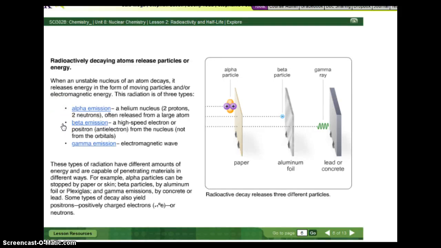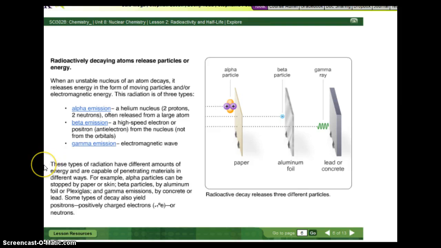You can have beta emission, which is a high-speed electron or positron, which is an anti-electron, from the nucleus, not from the orbitals. If you're thinking, wait a minute, electrons aren't in the nucleus, you are correct. But basically you have this huge crazy mess, and out of the craziness, you can get a positron, so an anti-electron, or a high-speed electron, actually from the nucleus. And there's also gamma emissions, which is an electromagnetic wave.